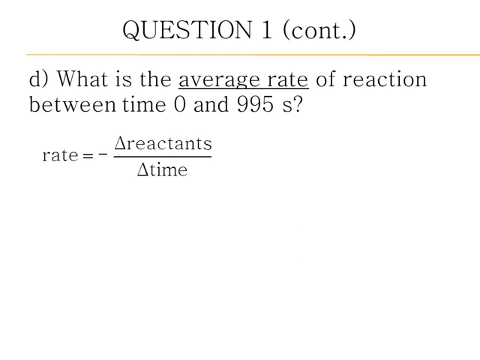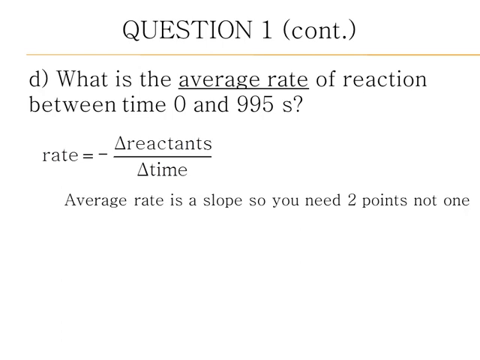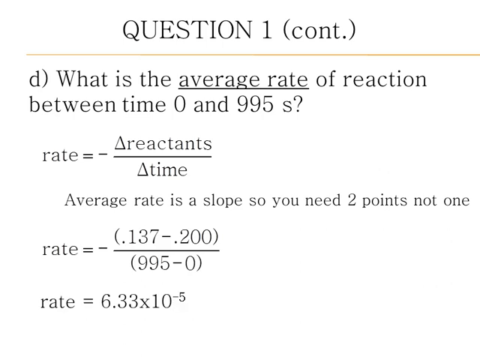And rate is the negative change in the concentration of the reactants over the change in the time. Now, because average rate is a slope, you need 2 points, not 1. So we're going to take the 2 points they gave us at 0 and 995 seconds and plug those in. And the rate comes out to be 6.33 times 10 to the negative 5.